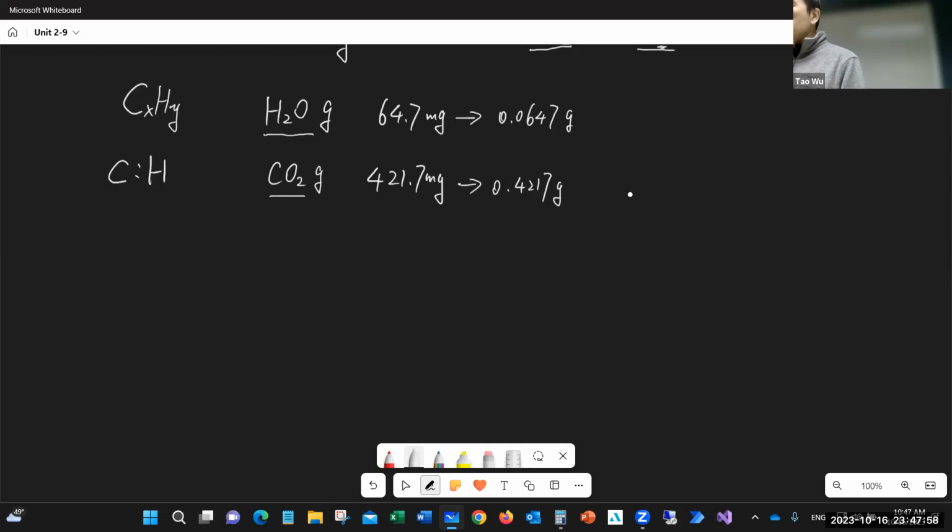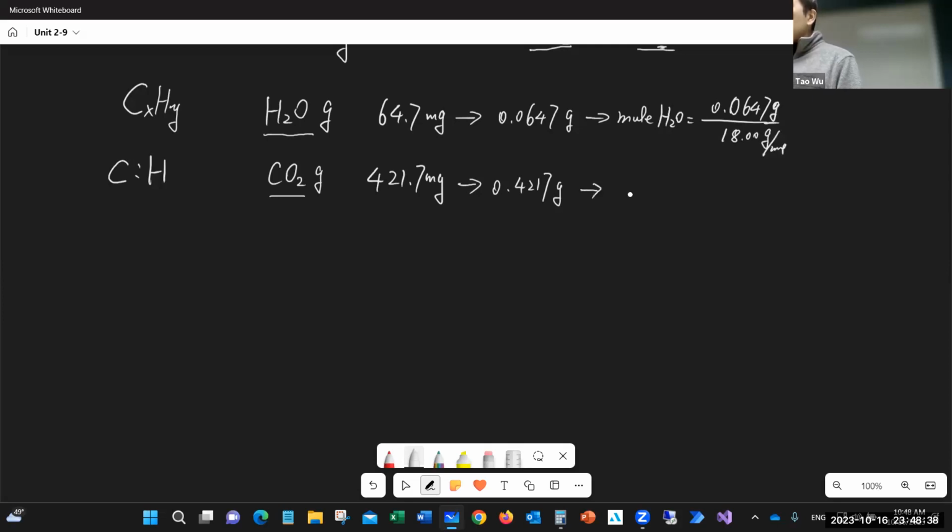So we're not going to just use this and divide by 1 gram per mole for hydrogen, because this is a mass of water. So you need to divide by the molar mass of water to get mole of water. That makes sense, right? So you convert that to mole of water. Mole of water is just equal to 0.0647 gram divided by molar mass of water, which is 18.00 gram per mole of the water.